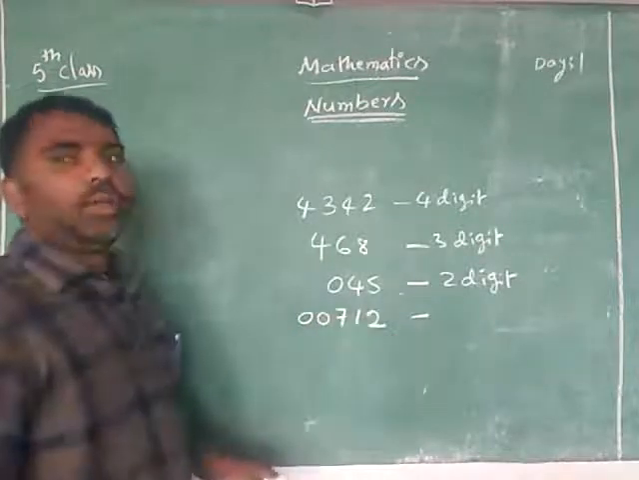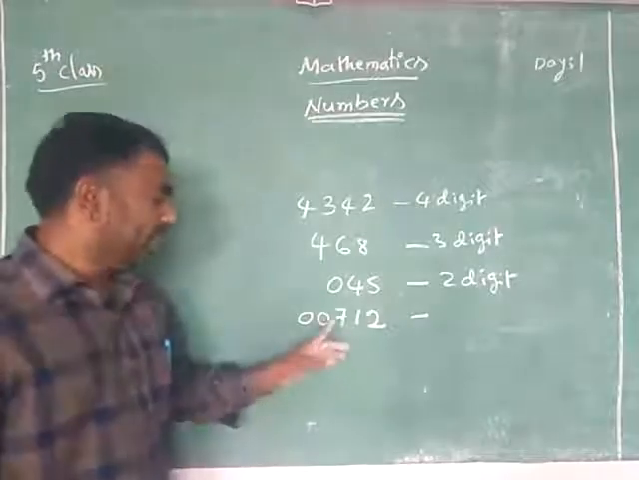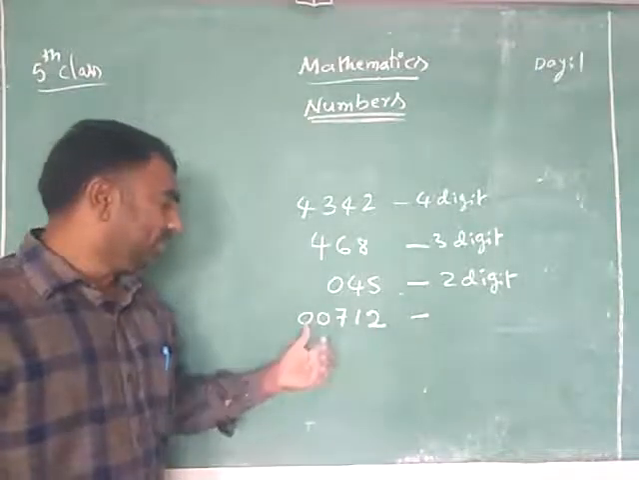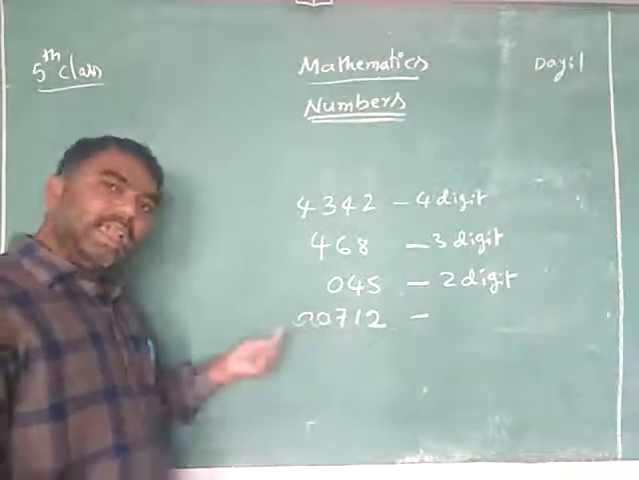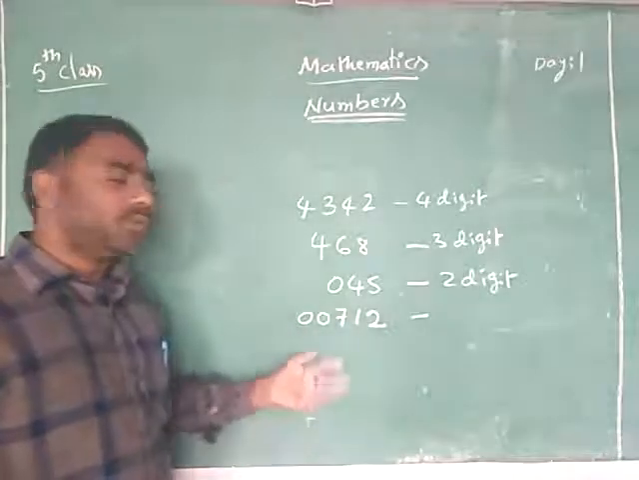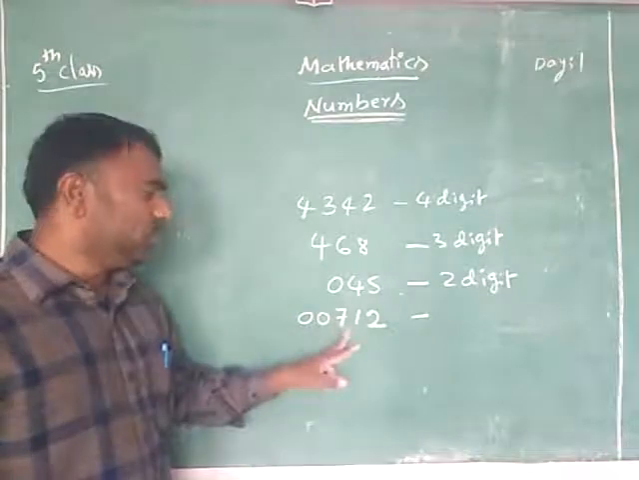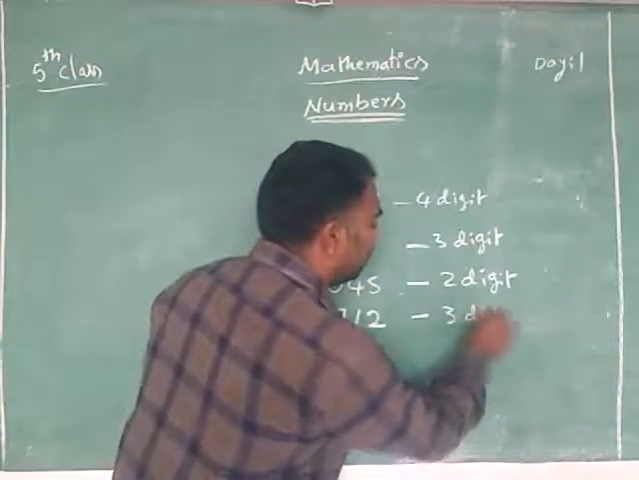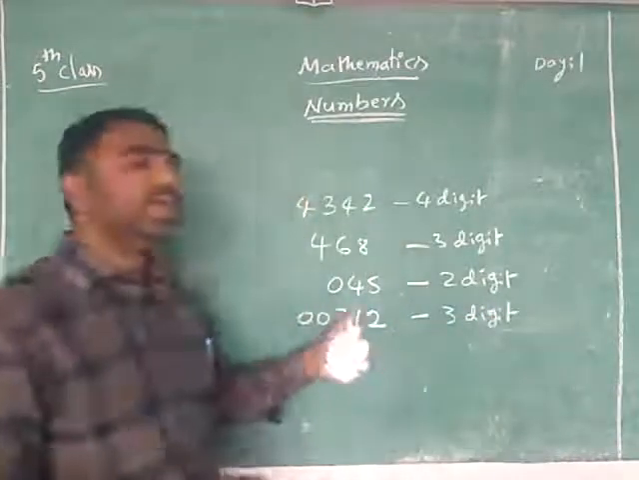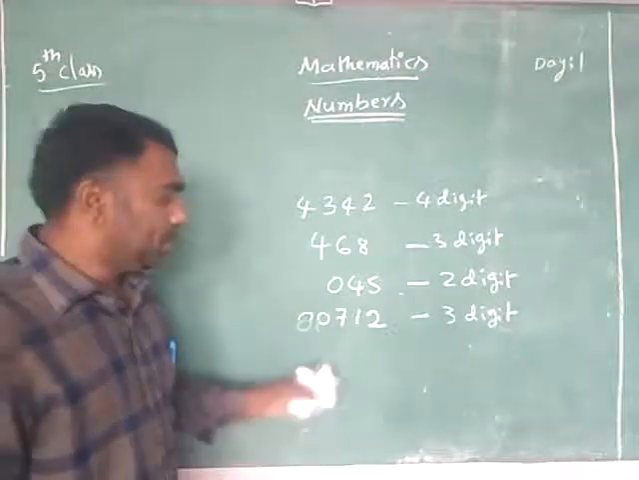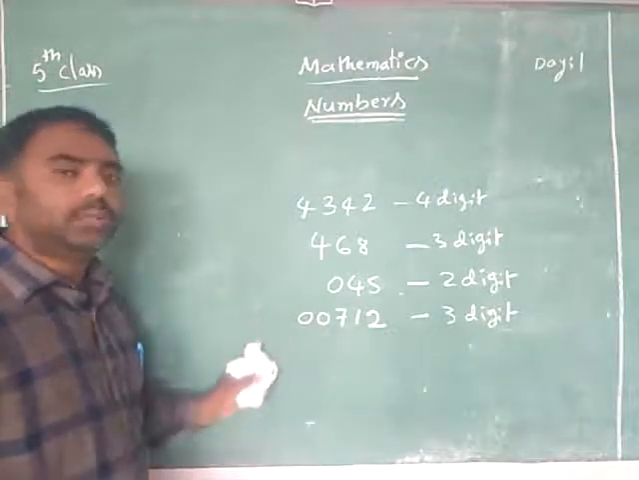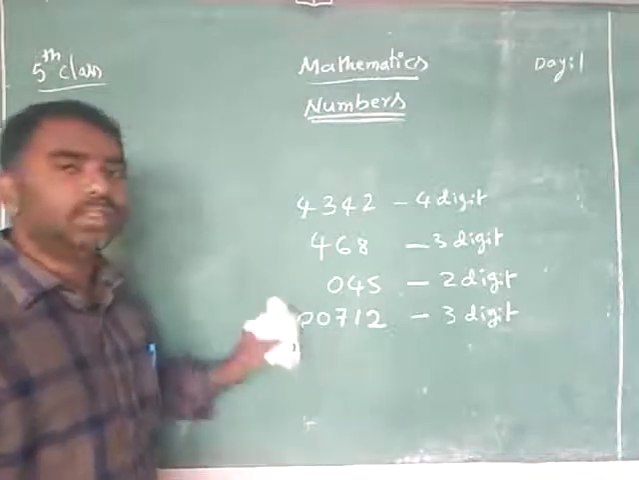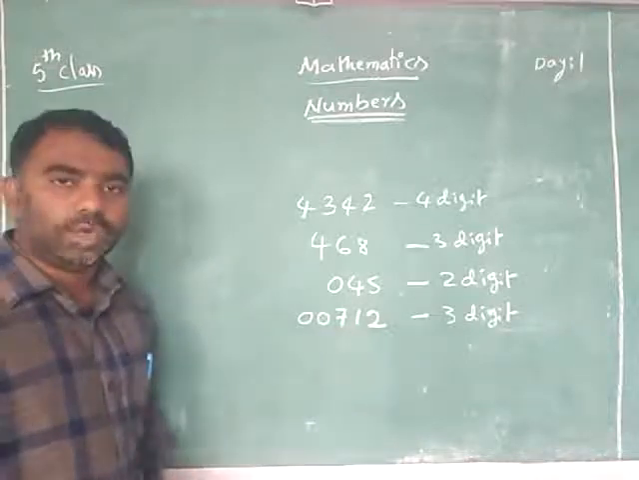00712. What do you call this number? We will call this number 712. These zeros are not valid because they are on the left hand side. So that's why they are not valid. How many digits are there in the number now? We will start counting from here. 1, 2, 3. It is not a 5 digit number, it is only a 3 digit number. So remember that the zeros on the left side of the number are not valid. We have just written them, but they are not valid. We are not counting them. We are starting from here, 712.